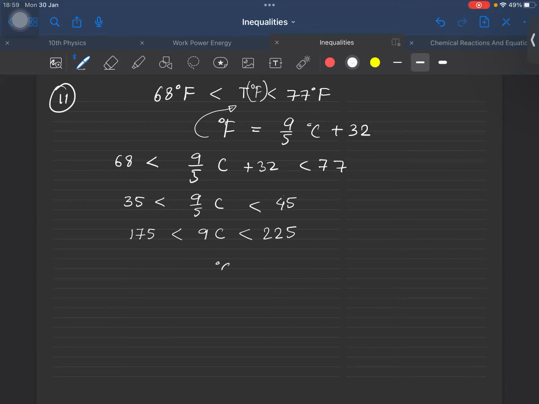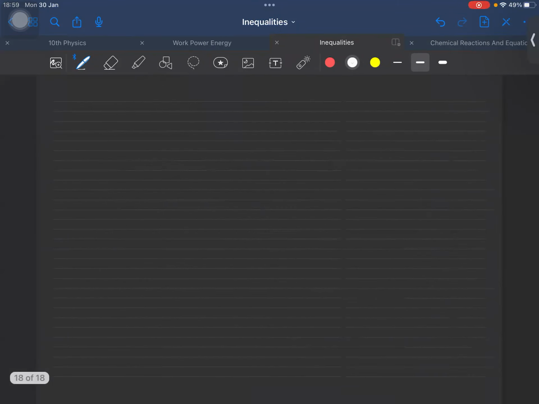So the temperature in degree Celsius should be, sorry, greater than 175 upon 9 and lesser than 225 upon 9. Okay, anybody got the answer? Okay, solve question number 12 of the exercise.